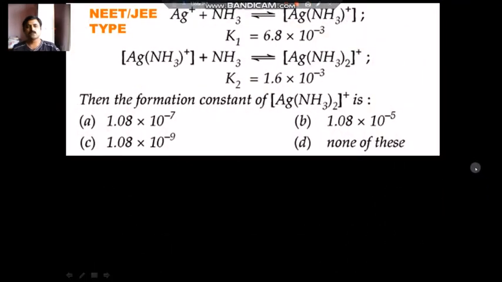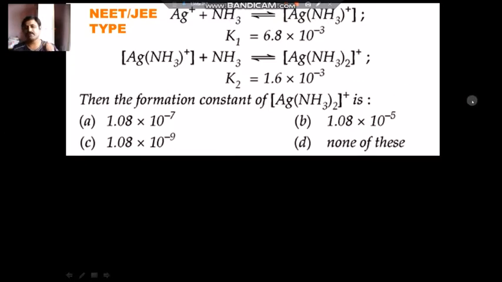See the next one. Here they have given the silver ion with ammonia forming a silver complex, with its equilibrium constant given. Likewise, the silver complex with excess ammonia forms another, different silver complex ion, where the K2 value is given. Then what is the formation constant of Ag(NH3)2 plus cation?